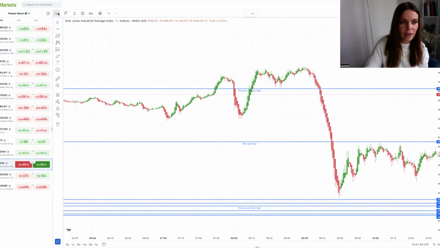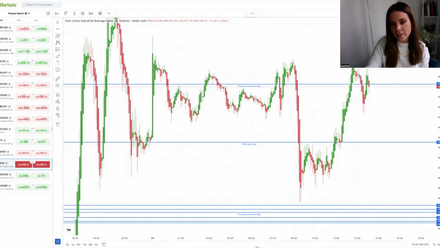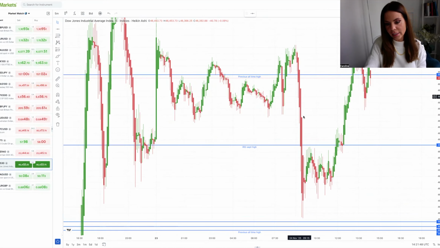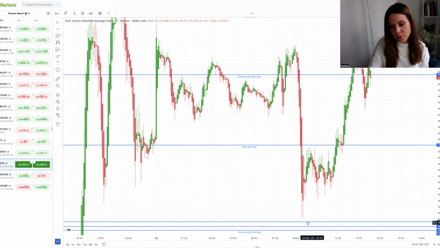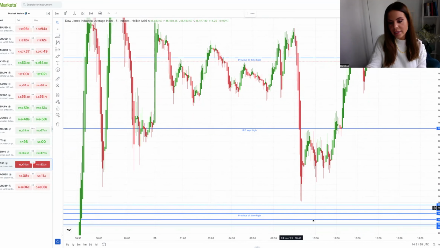I'm just going to go to the 5 minute chart now, just because I prefer Heikin Ashi on the 5 minute chart. But you can see strong bearish momentum pushing down here. And as it approaches this cluster of key levels, it actually doesn't get into the area. It stays just above it.